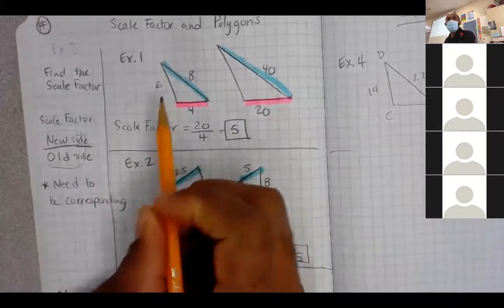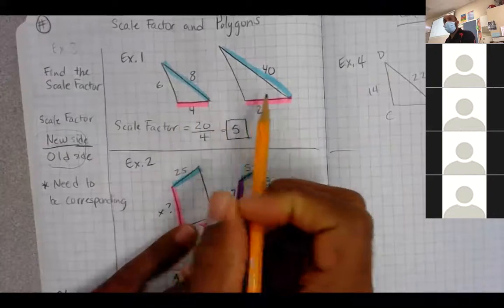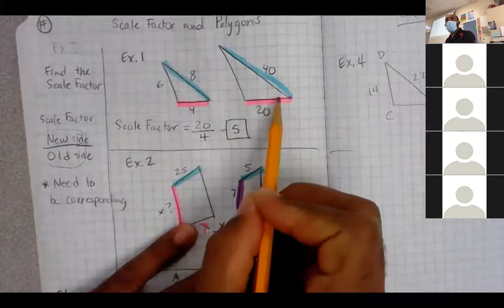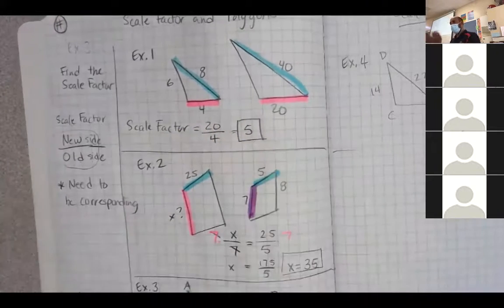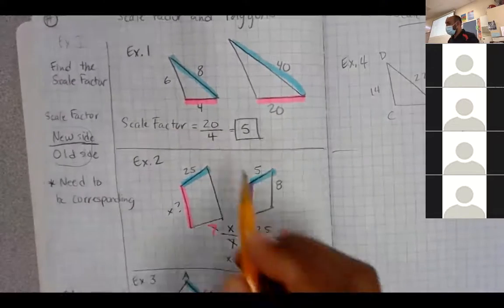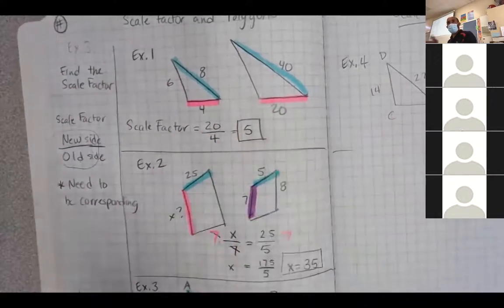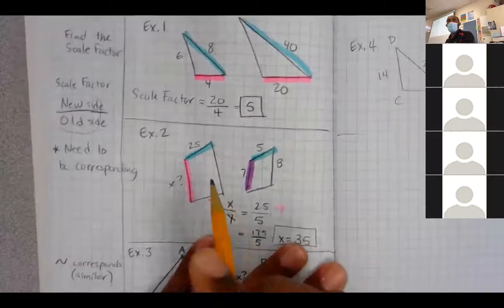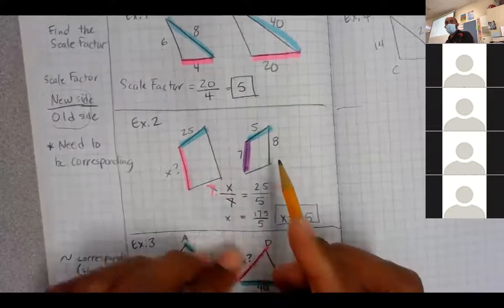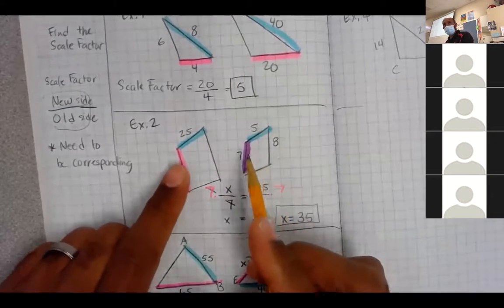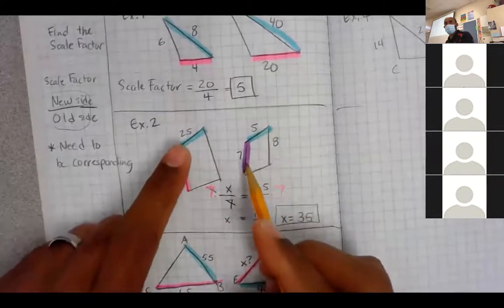So the key thing with this was finding the scale factor between two shapes, figuring out what sides correspond, like what sides match up in location. Okay, so here, these two sides correspond because you can just look at the picture and see that. Down here, it was the same thing. You could just look at the picture and see where the two corresponding sides match up.